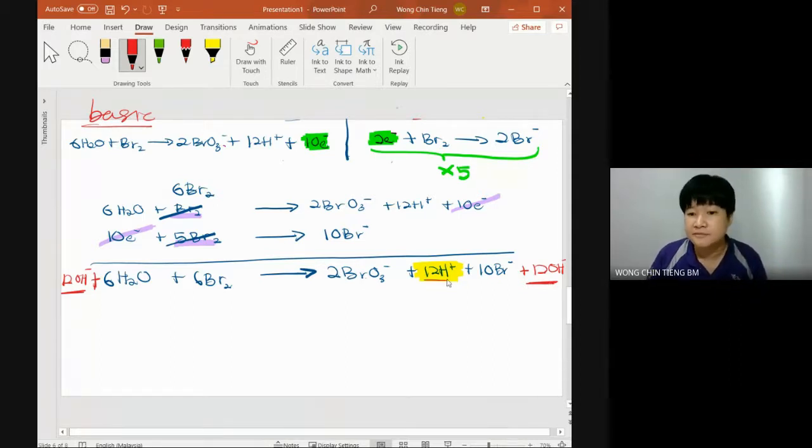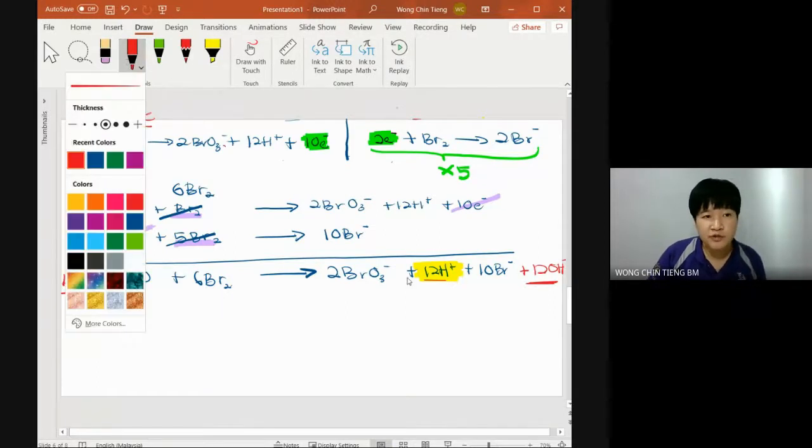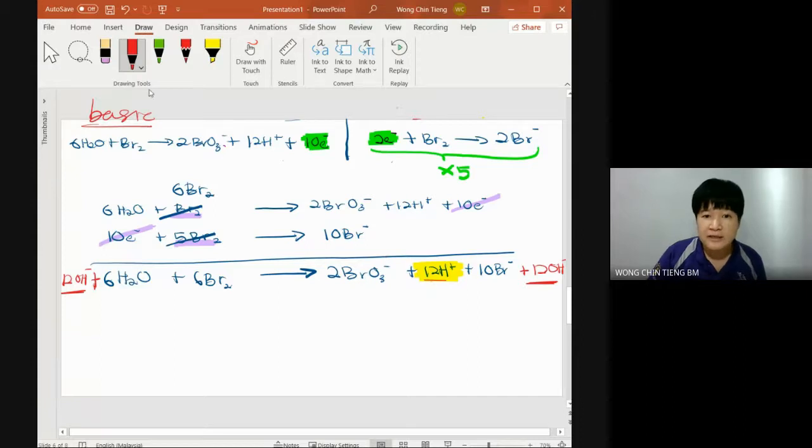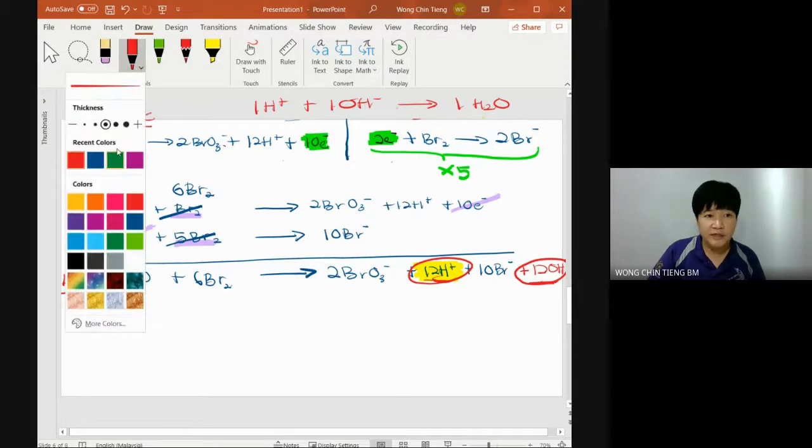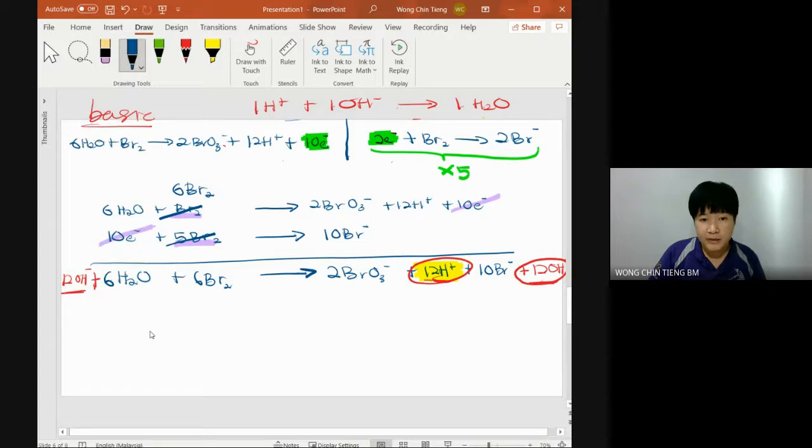And how many are you going to add? Depends on the H plus. Why depends on the H plus? Simple. Because we are going to combine the H plus and the OH. The H plus and the OH is going to be combined and to become water. As simple as 1H plus, when you combine with 1OH minus, you will then get 1H2O. 1-to-1 ratio. So bila 12 combine dengan 12, therefore, you will be getting how many water over here?